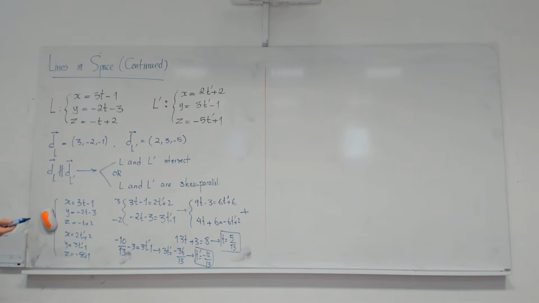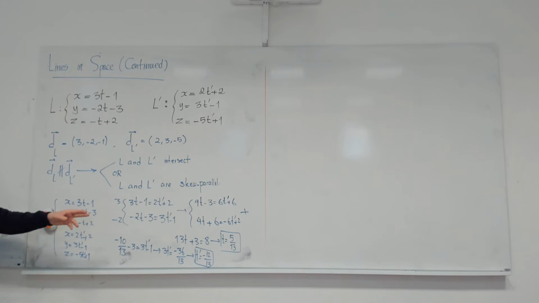Okay, but this is not done yet. Of course, I expected even from the beginning that I would get two values for t and t prime, because I have two equations and two unknowns. In principle, I should get the answer. But can I at this point say that they are intersecting each other? No, because there are some more constraints to be satisfied. So how can I check if they are intersecting or not?